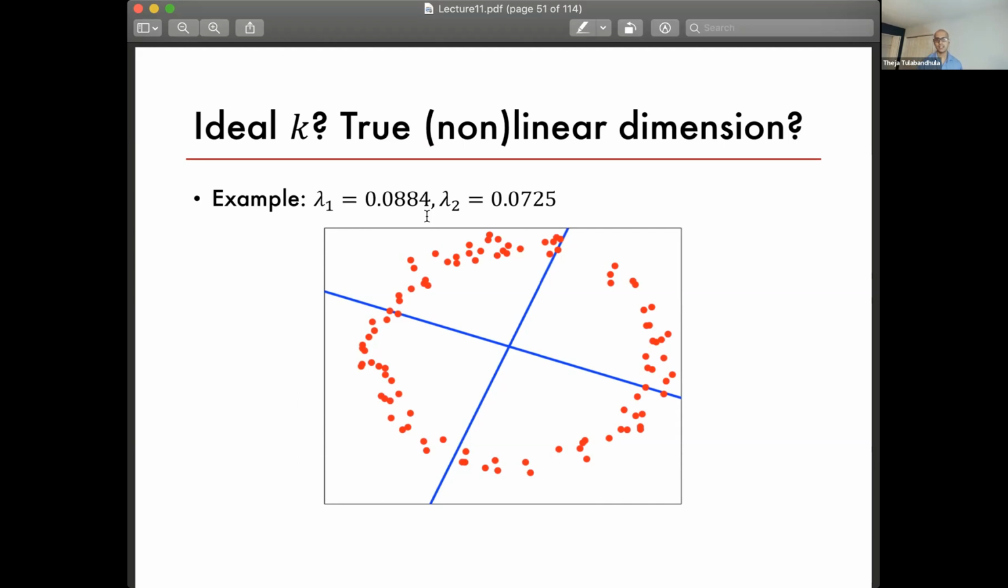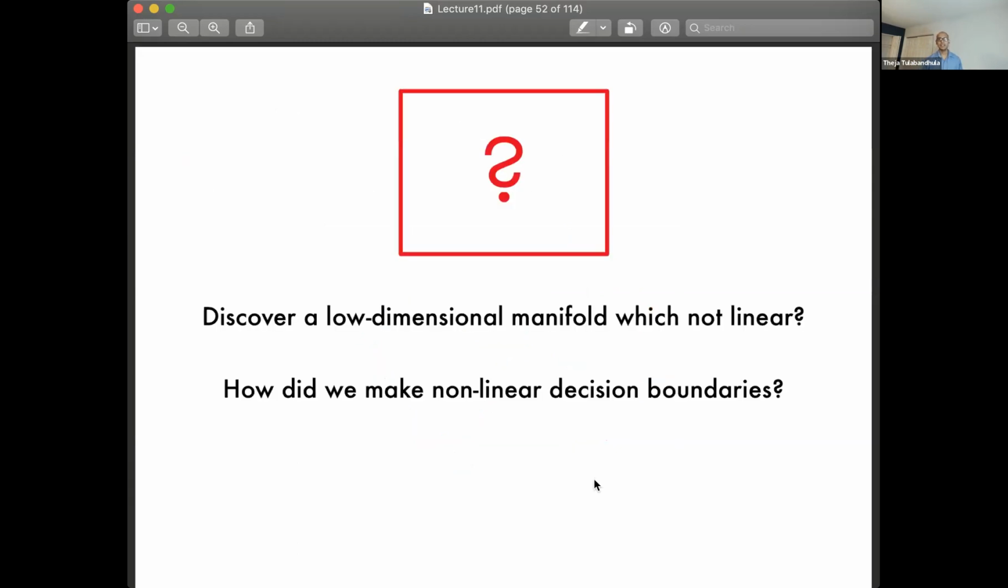But you can see that this is actually a circle, so there may be another way to do that. And we have not really spent too much time on this particular trick because we didn't spend too much time on SVMs.